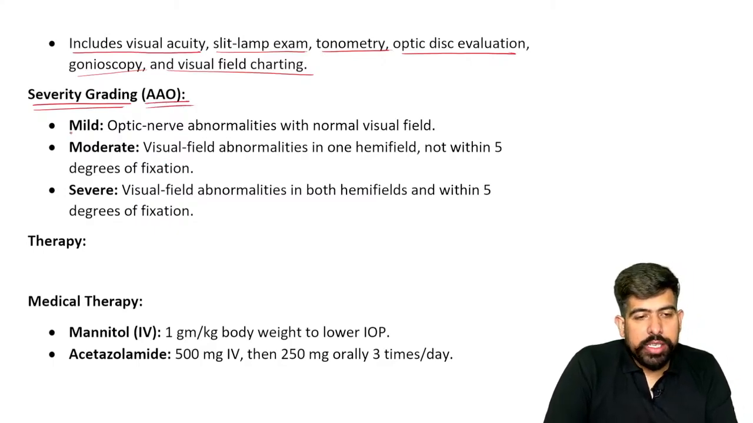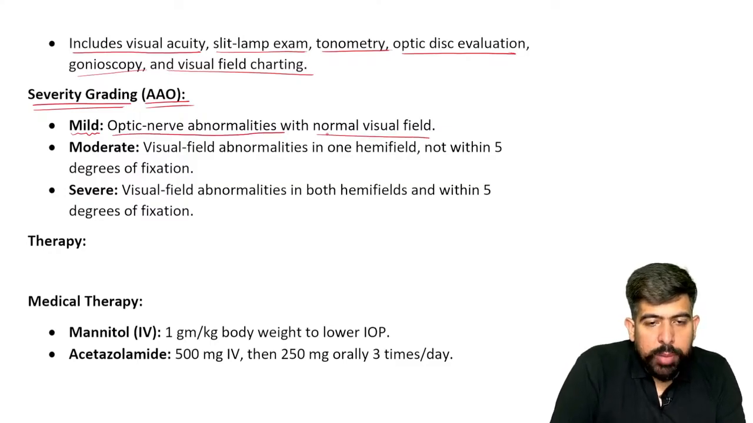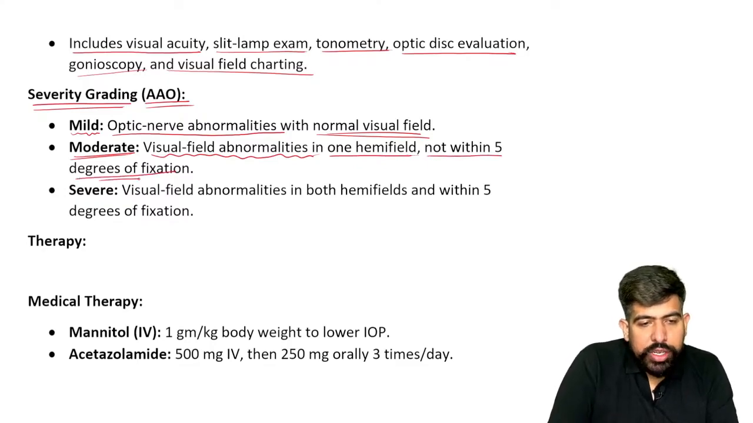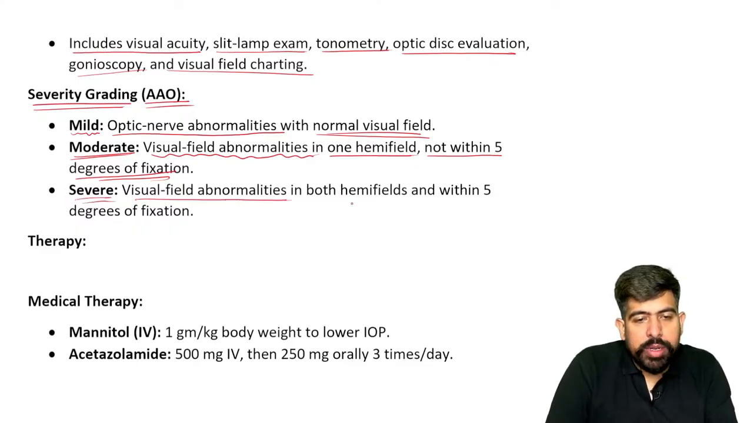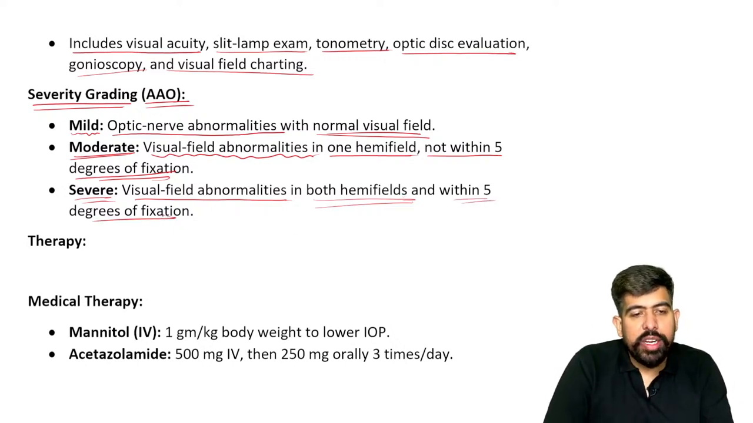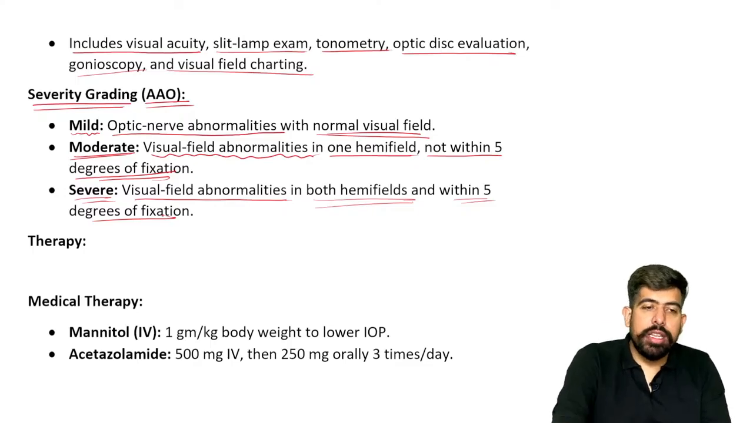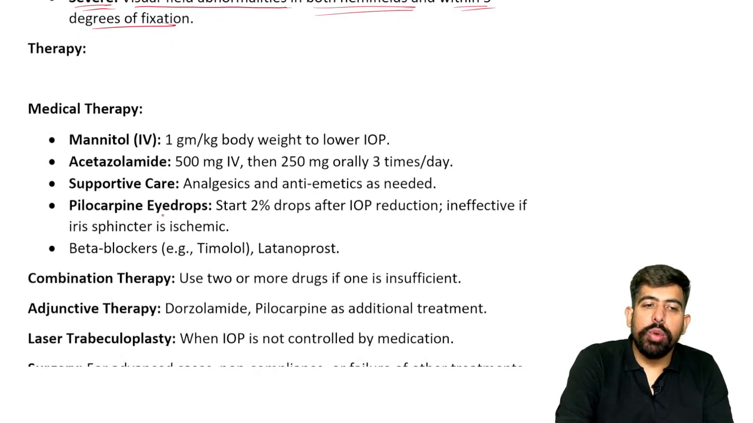And what does the AAO grading say? The mild is one, which is the optic nerve abnormalities with the normal visual field. But what does the moderate say? Moderate is when the visual field abnormalities are in one hemifield, not within 5 degrees of fixation. But if it is severe, there is a visual field abnormality in both hemifields, both halves of the fields, within 5 degrees of the fixation. Please remember, that is known as the severe grading of your glaucoma.